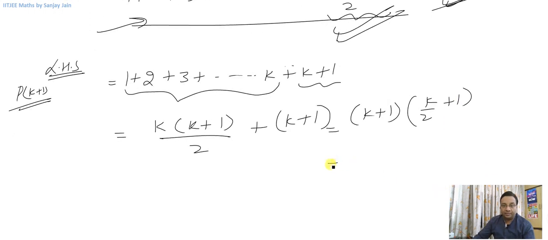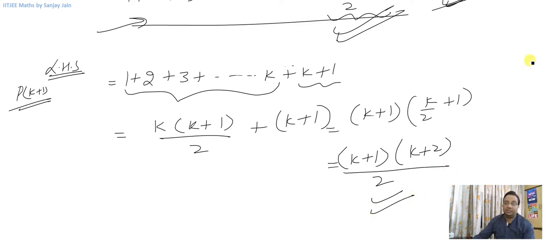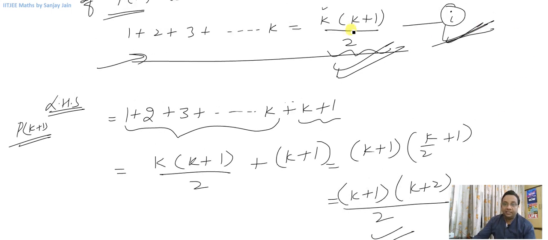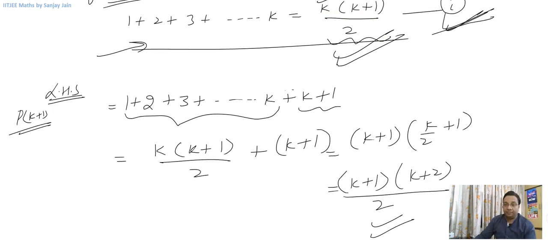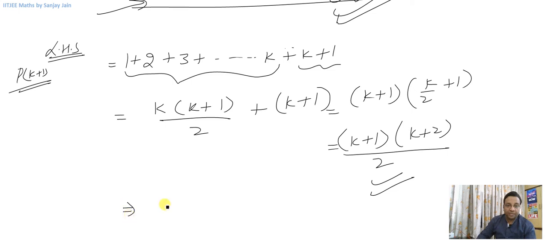And in the next step, you can write it as k plus 1, and this will be k plus 2, divided by 2. If you notice, this is nothing but this k replaced with k plus 1 everywhere, right? So I can say that this implies P of k plus 1 is true.